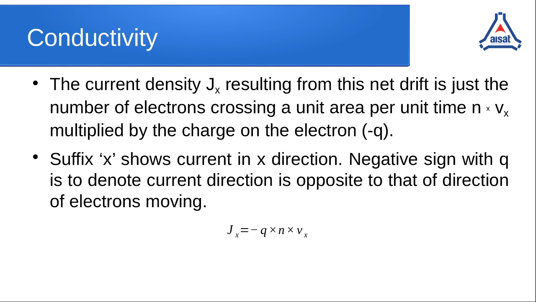The suffix x shows that the current is in the x direction. We are concentrating on the current in x direction for our explanation. The negative sign that is there in the equation is to denote current direction is opposite to that of the direction of electrons, which is the convention that we follow. Normally we take the current direction as opposite to that of the direction of the electron movement.